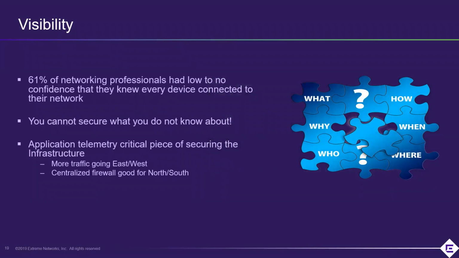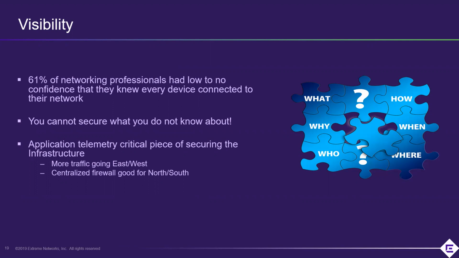Visibility. Again, I said 61% of professionals had no to low confidence that they knew what was connected. You really have to have the visibility, and this is really where application telemetry becomes a critical piece to securing the infrastructure. Because really, more traffic is going east and west. And obviously, at the network edge, at the ingress port is where it's all happening. That's where the first propagation of malware and the first infection point is going to occur. Therefore, having application telemetry at that level is very, very key to catching something early and preventing its propagation.